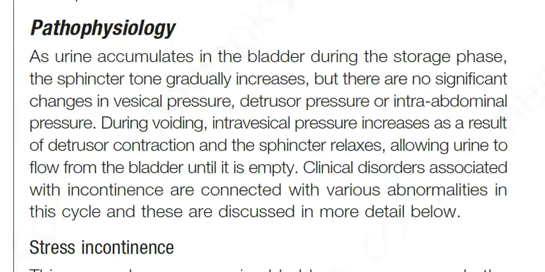Now, pathophysiology. As urine accumulates in the bladder during the storage phase, the sphincter tone gradually increases, but there are no significant changes in vesical pressure, detrusor pressure, or intra-abdominal pressure. During voiding, intravesical pressure increases as a result of detrusor contraction and the sphincter relaxes, allowing urine to flow from the bladder until it is empty. Clinical disorders associated with incontinence are connected with various abnormalities in this cycle, and these are discussed in more detail below.